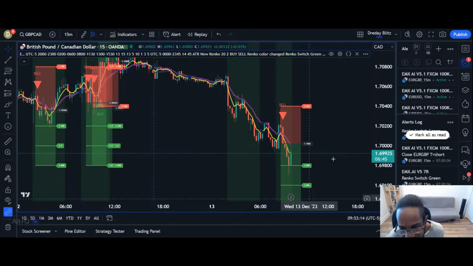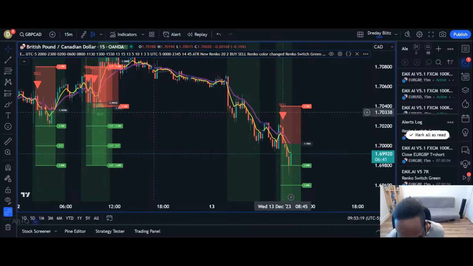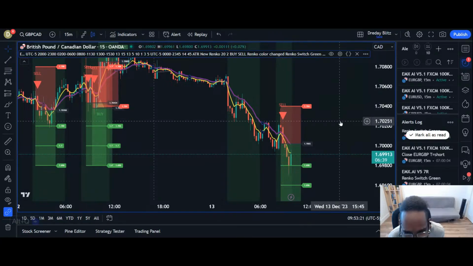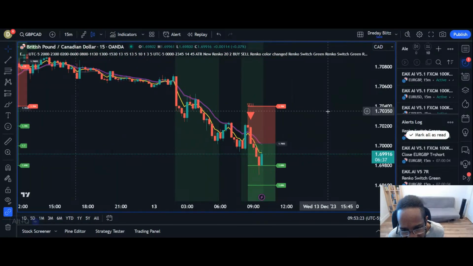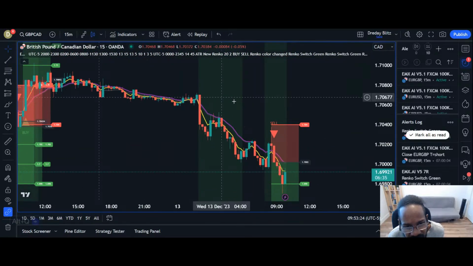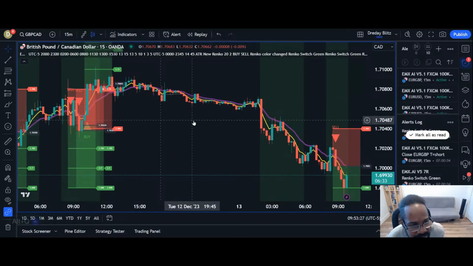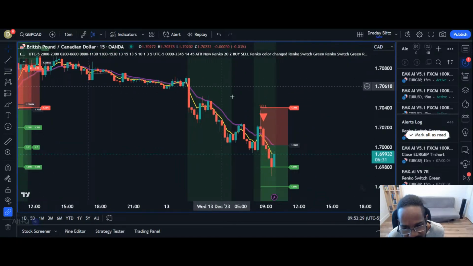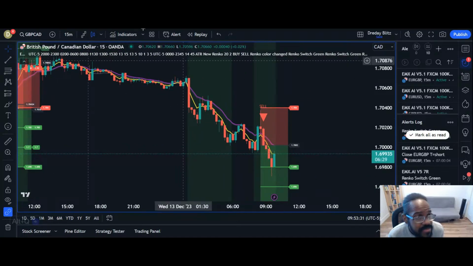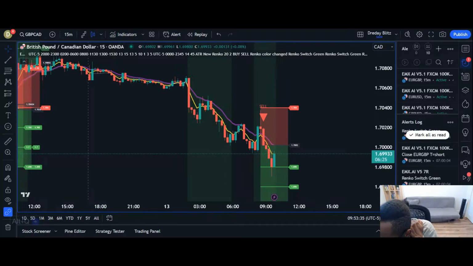Yeah, that's good. There was a signal at 8:45. So at 8:45, there was a sell signal. So that was the signal here for GCAD. So I do see a sell signal here at 8:45.